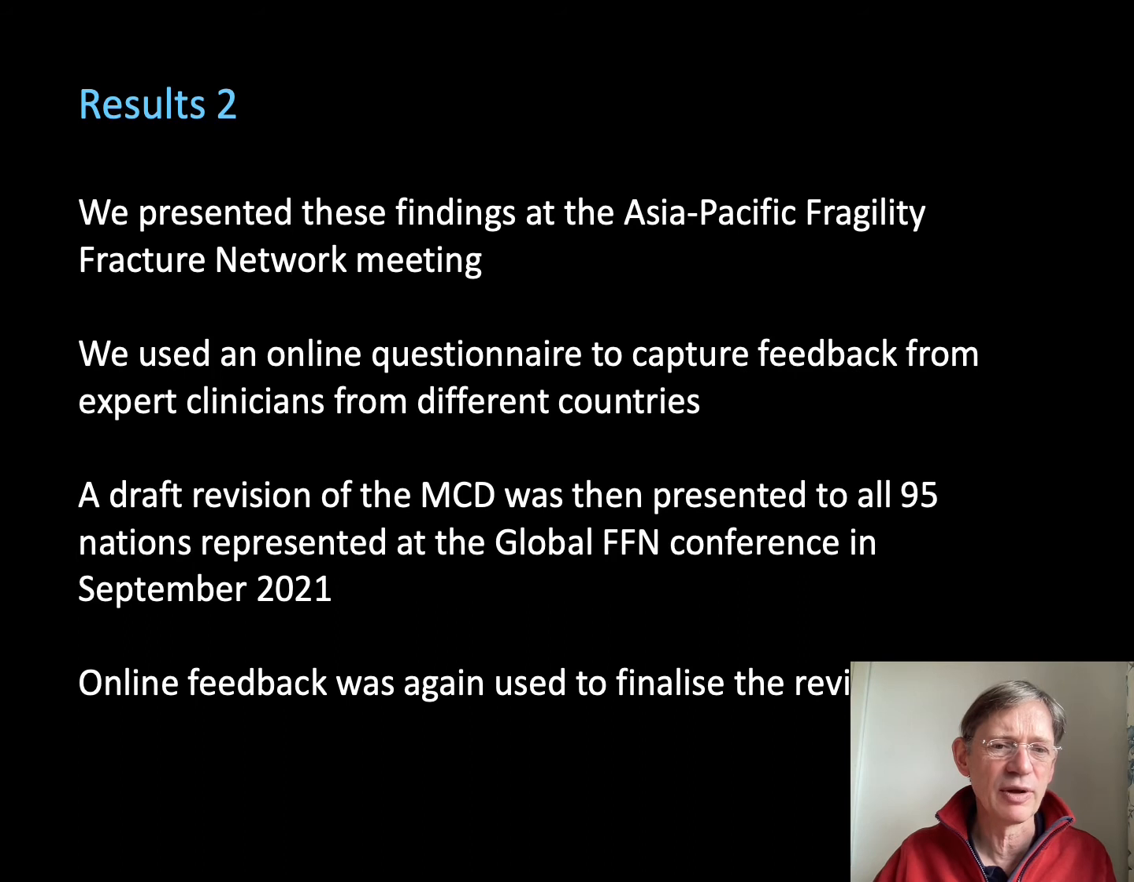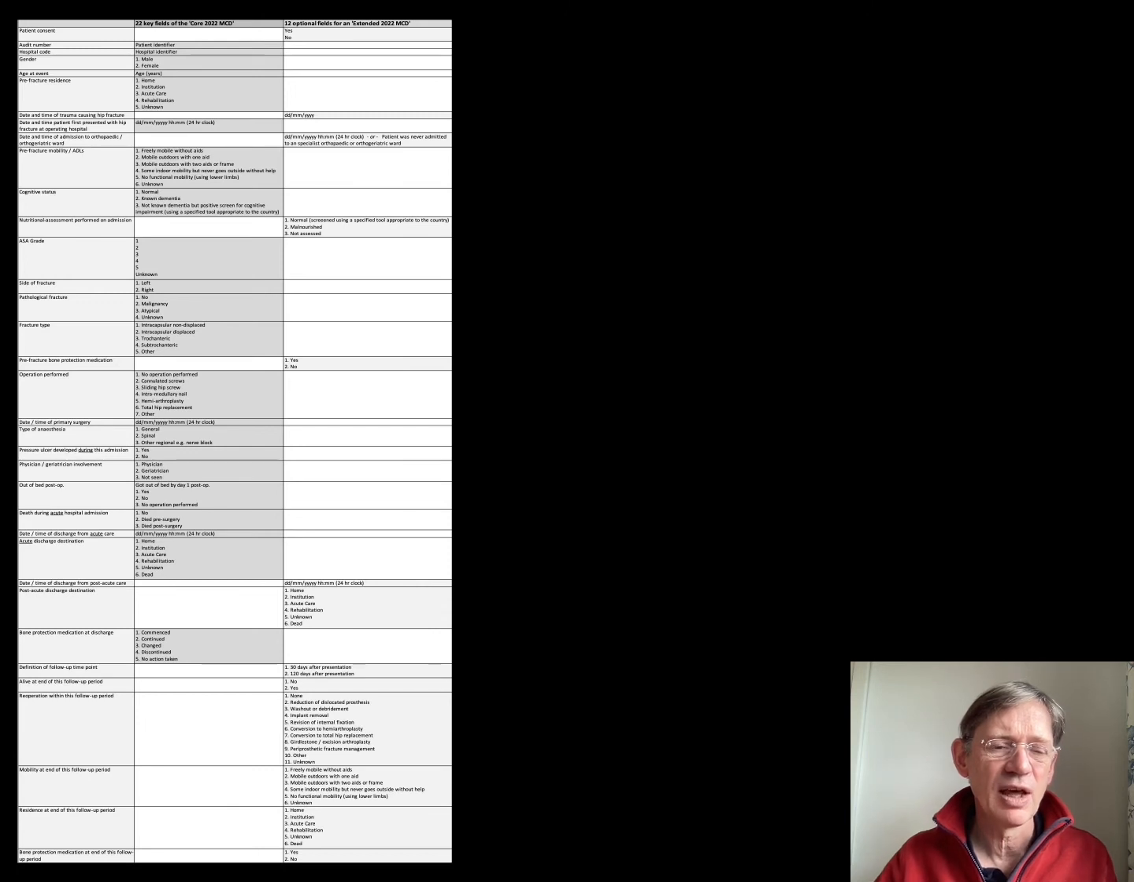Having presented those questions, we then developed a draft version of the minimum common data set, which we took to the International FFN conference last September, and we used online feedback again to finalise the version I'm presenting today. And we managed to get all the questions and the fields defined for the minimum common data set onto this sheet of paper, which, as you can see, is too small for you to read.